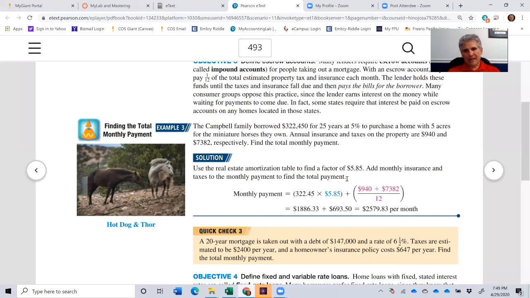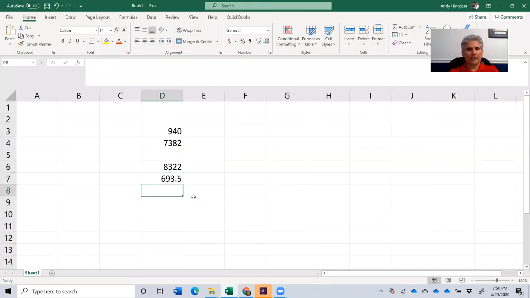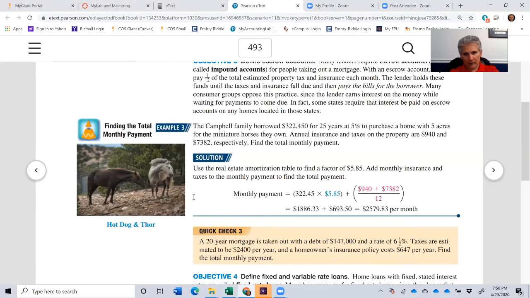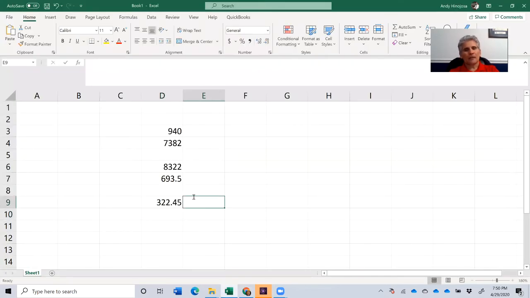Okay, so the payment itself, though, they borrowed $322,450. So we're going to divide that by 1,000. We're going to come up with 322.45, and we're going to multiply it by the factor of 5.85. Where does that come from? That comes from the real estate amortization table at 25 years and 5%. So the factor is 5.85. All right, so we run those numbers, 322.45. This is coming up with our payment, 322.45, and then we have 5.85.